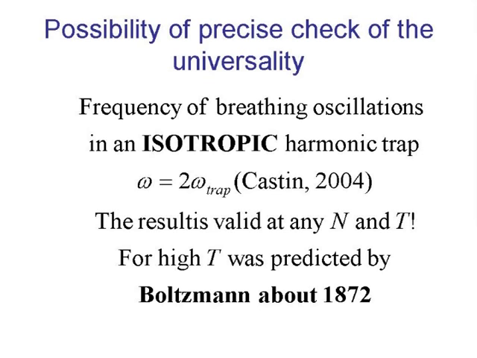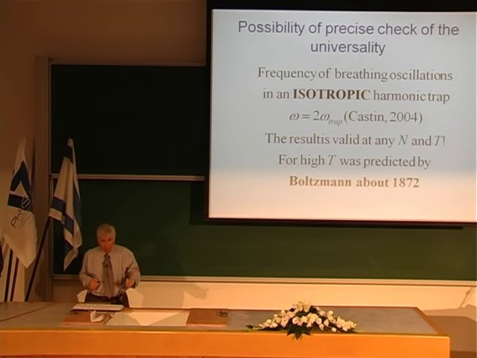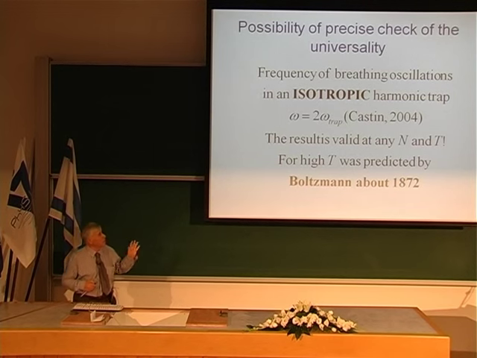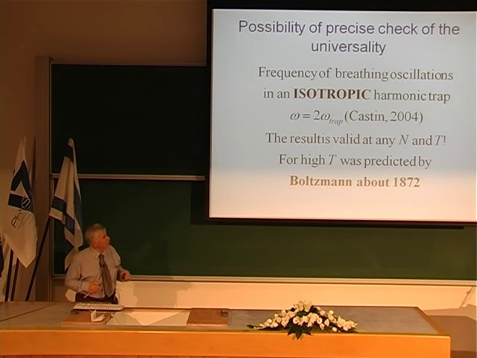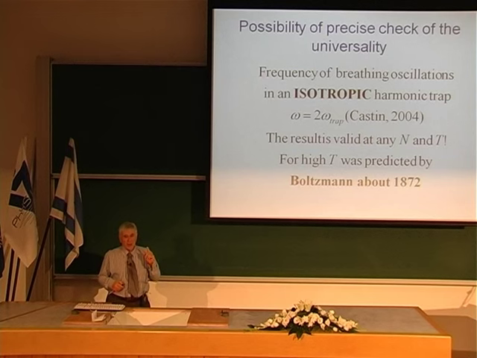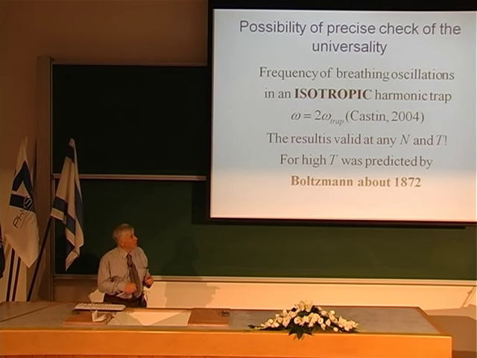There will be no quantum correction, because this is an exact result of the Hamiltonian. There will be no nonlinear corrections with respect to amplitude. That is very important, because you cannot actually work at small amplitude. You must work at high amplitude. But even more, with this you will check a prediction which was made by Boltzmann in 1972, which never was checked.